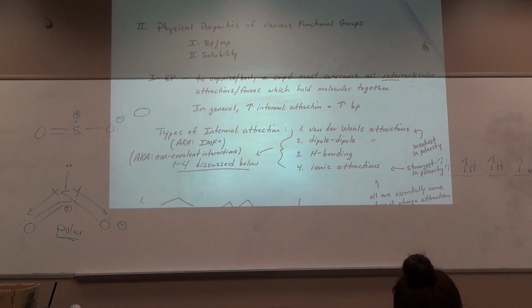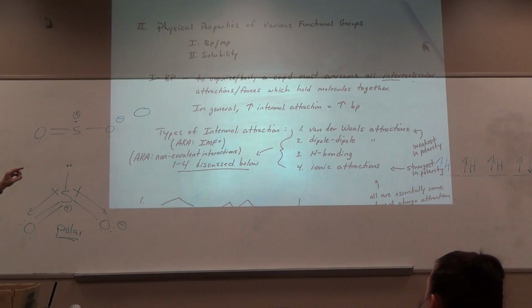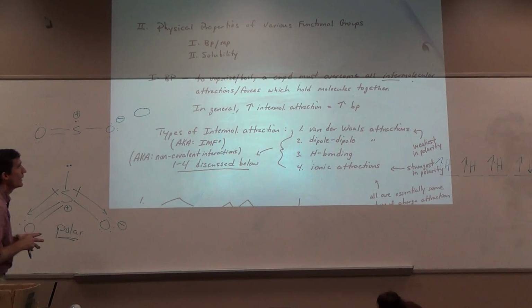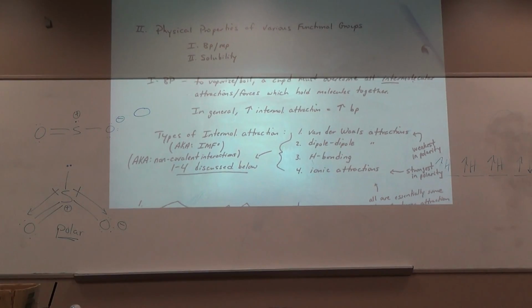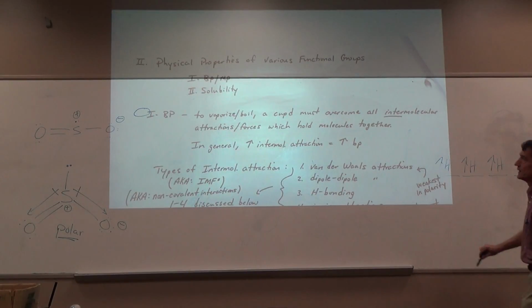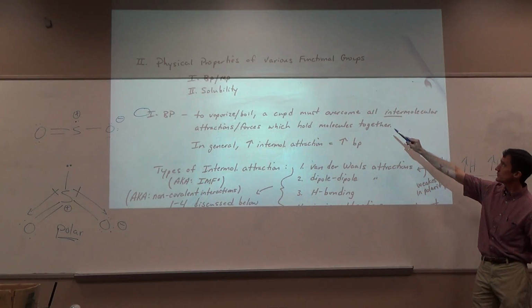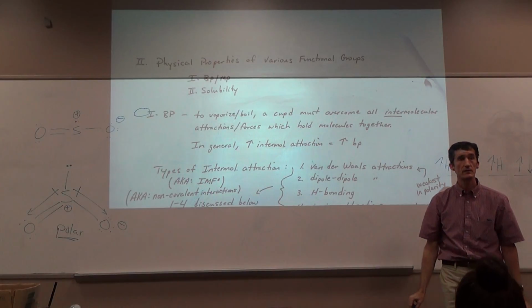Let's move on to physical properties. We'll see polarity here. Two main things we'll talk about: boiling point, melting point, and then solubility. The boiling point: for molecules to boil, the molecules must overcome all intermolecular attraction, which holds the molecules together.